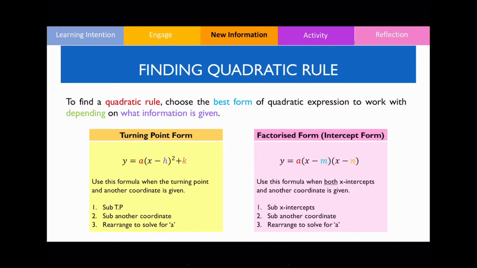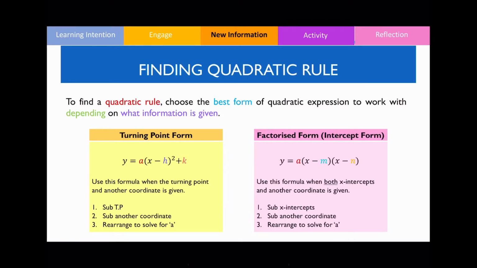All you simply need to do is follow the steps outlined down below, and there are a few similarities. For instance, step 1 for both of them is very similar. All you're doing is substituting the key information that's relevant to each of these forms, so either your turning point or your x-intercepts. You then substitute another coordinate in, and then you rearrange the equation to solve for a, okay? By doing so, this will give you the complete quadratic rule.